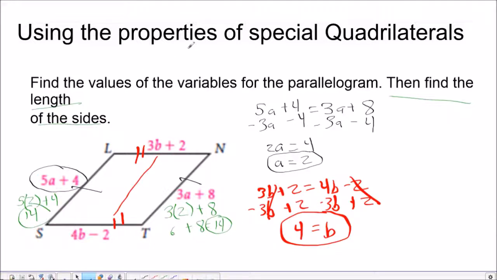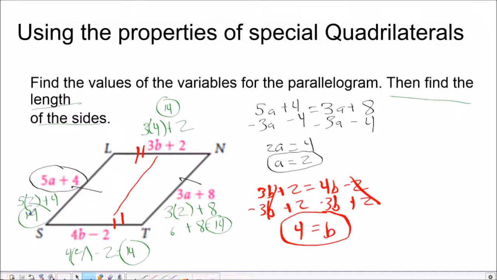Now let's find the b's. So I get 3 times 4 plus 2. Looks like that's 12 plus 2. That's also 14. And I get 4 times b, so 4 times 4 minus 2, which is also 14. Okay, 14, 14, 14, 14.